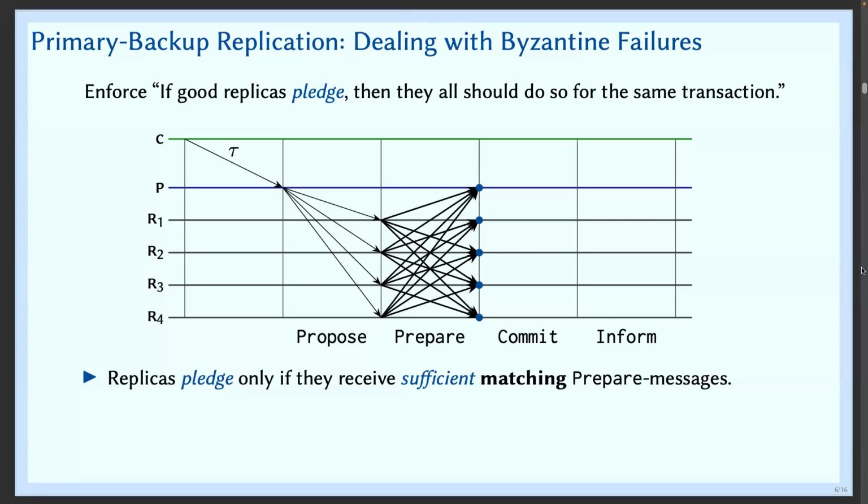Right now we say our n is 3F plus 1. Why couldn't we have worked with n equal 2F plus 1? Why do we need this extra redundancy? Why can't we work with less redundancy?